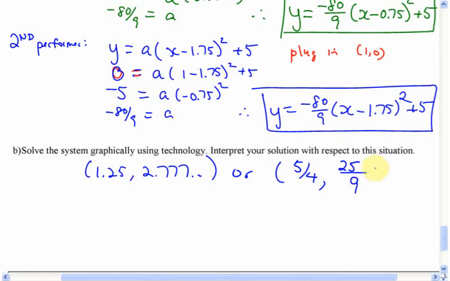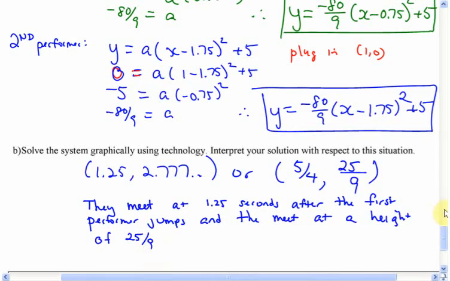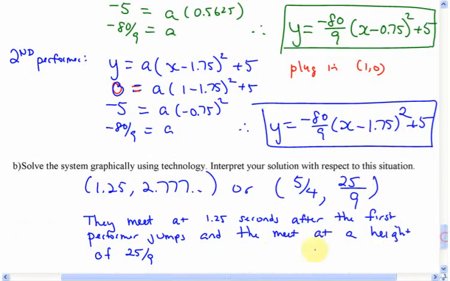Okay. Interpret the solution. I guess that what it says is they meet at 1.25 seconds after the first performer jumps, and they meet at a height of 25 over 9, and I guess that would be meters above the seesaw.